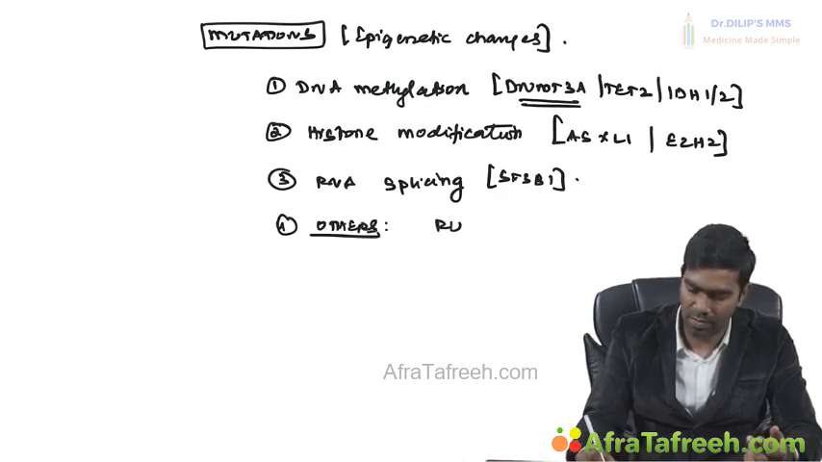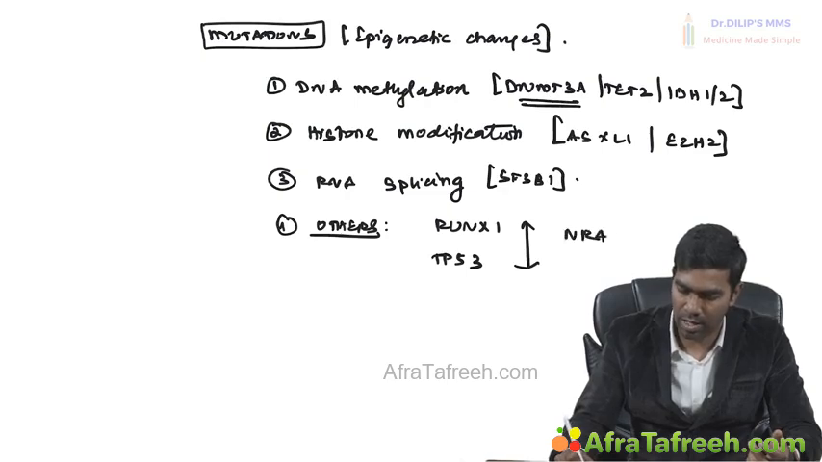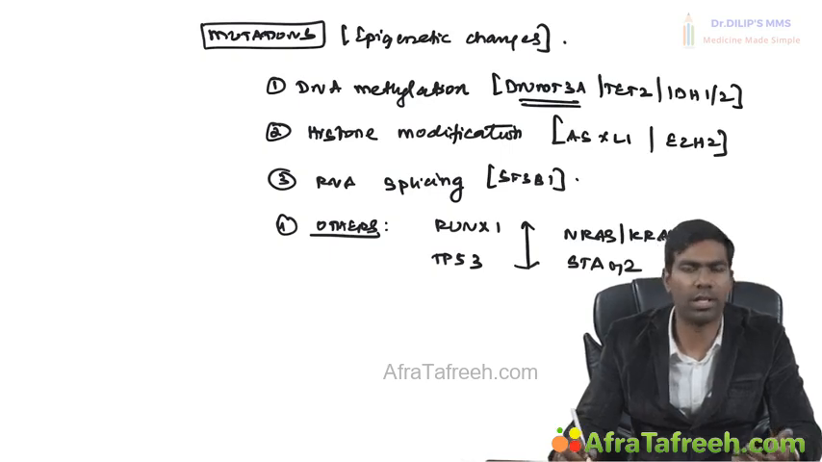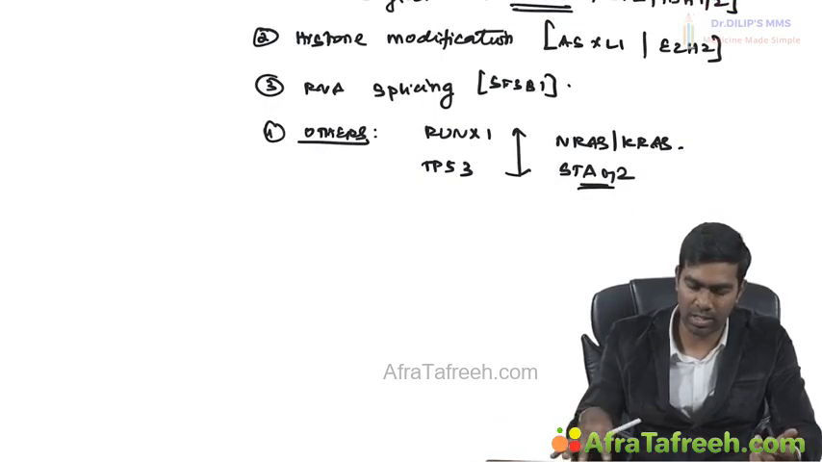Like for example, you have RUNX1. We have seen it many times. This is involved in transcription regulation. Then you have TP53, which is involved in DNA repair, guardian of the genome. Then you have RAS mutations, important for signal transduction. And you have the STAG2 complex. This is a cohesion complex involved in mitosis. So these are the other genes that are involved.